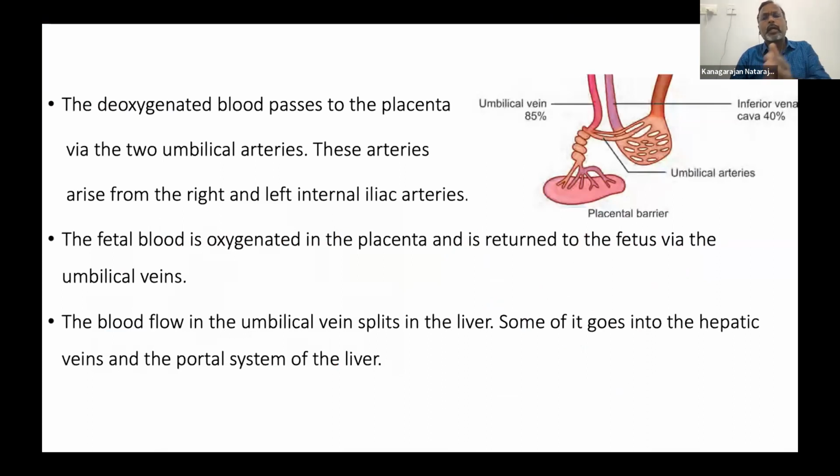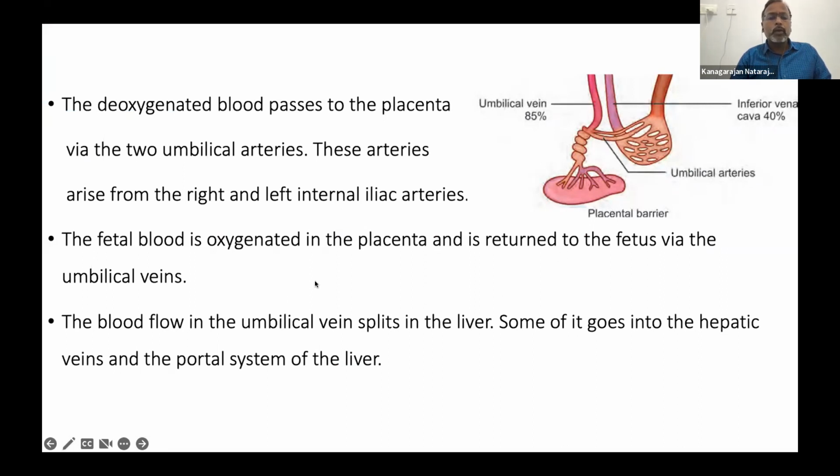So now coming to the explanation. As I told you, the deoxygenated blood passes to the placenta via 2 umbilical arteries. They arise from the right and left internal iliac arteries. These are the umbilical arteries which are coming into the placenta. So here it is getting oxygenated and returned to the fetus via the umbilical vein.